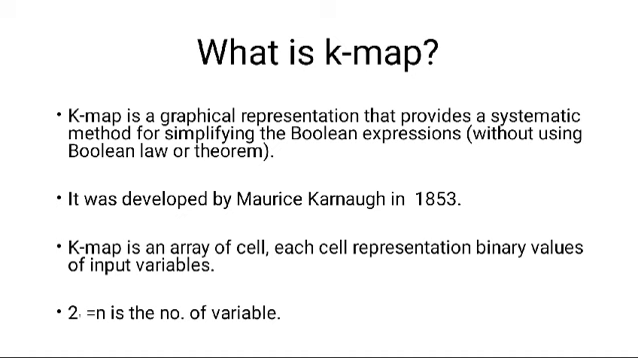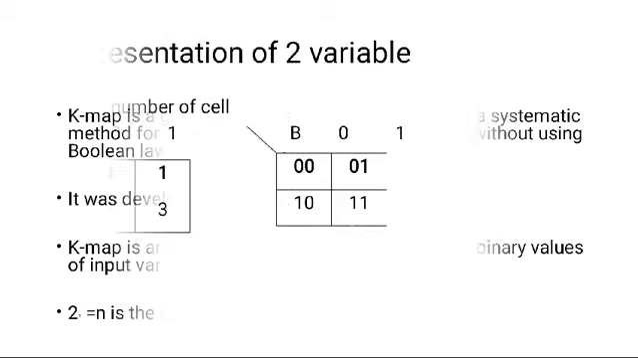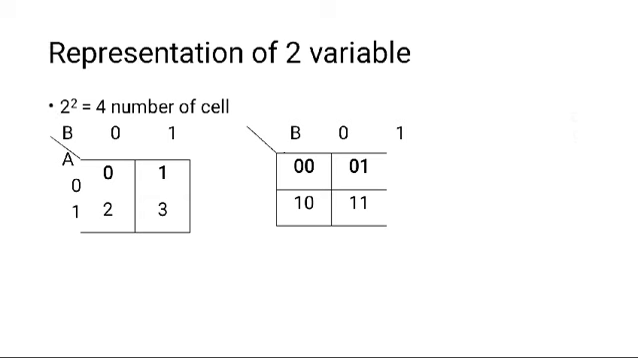K-map is an array of cells. Each cell represents binary values of input variables. Representation of two variables. Two variable K-map consists of a 2 by 2 grid with each square representing the possible combination of two input variables A and B. The rows represent the possible values of variable A and the columns represent the possible values of B.